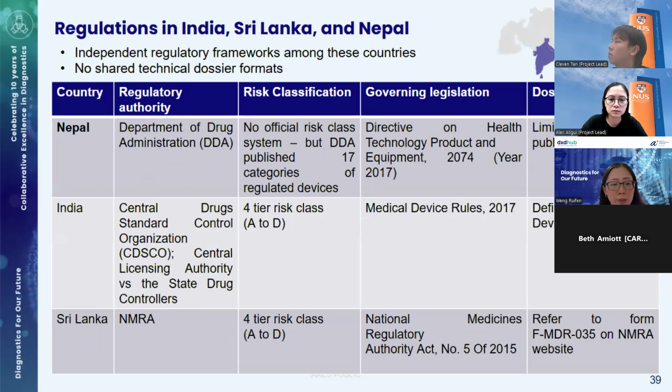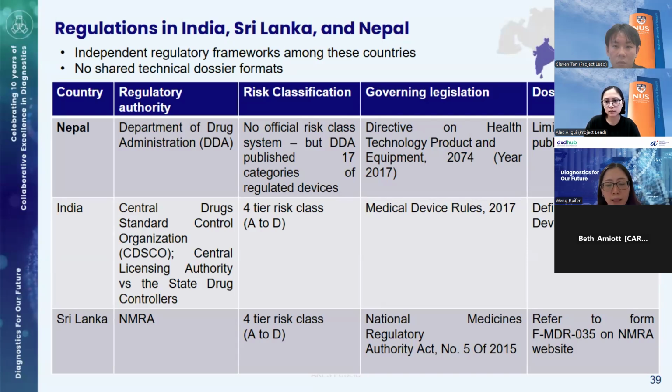Now, I think we will switch gear to have a quick look at the key regulatory framework in countries like Nepal, India, and Sri Lanka. Unfortunately, at the moment, I think the landscape here is a bit more heterogeneous. There isn't a regional regulatory harmonization effort ongoing. While countries like India and Sri Lanka have a risk classification system that is rather similar to major regulators globally, in Nepal, there is currently no official product risk classification.